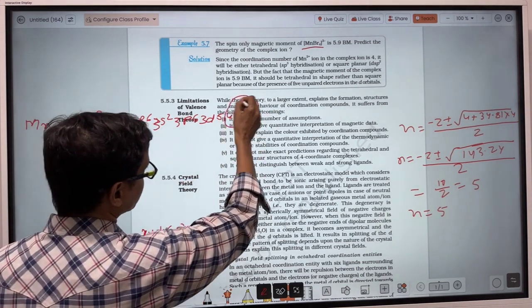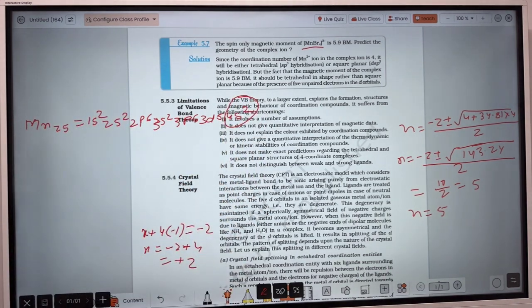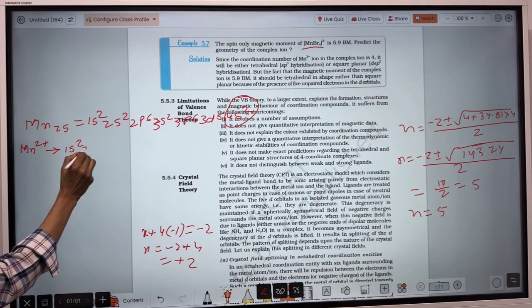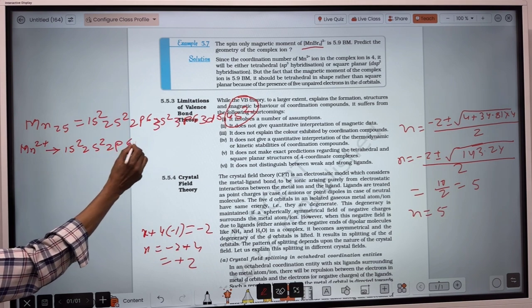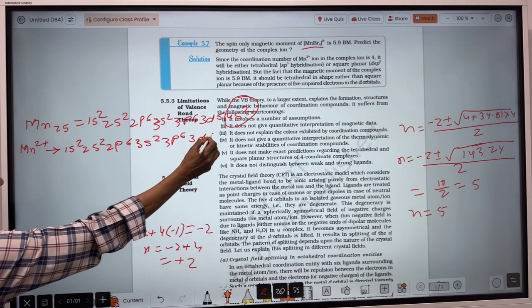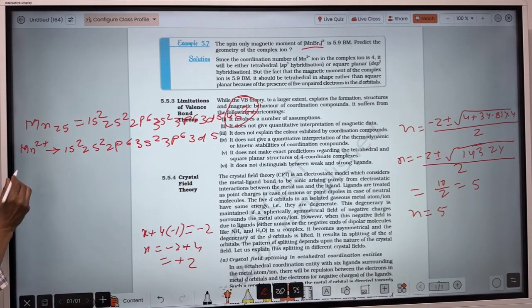So here the 2 electrons will be released from 4s. So the electronic configuration of manganese in plus 2 oxidation state will be 1s2, 2s2, 2p6, 3s2, 3p6 and 3d5. So what happened?